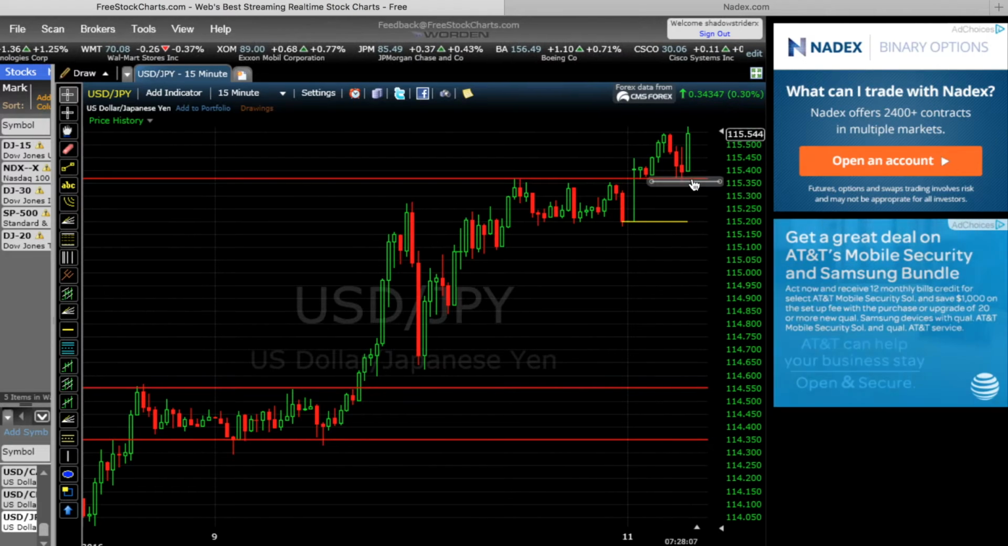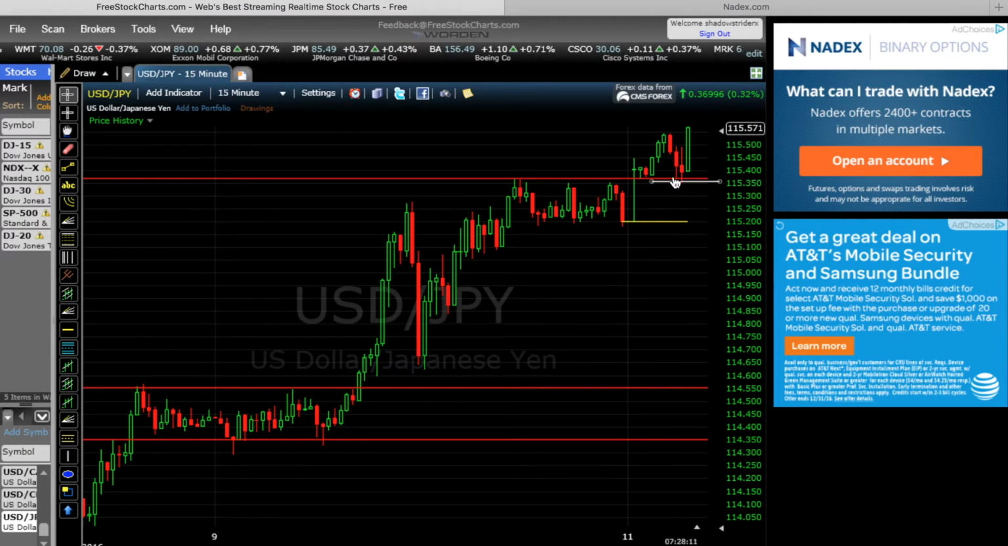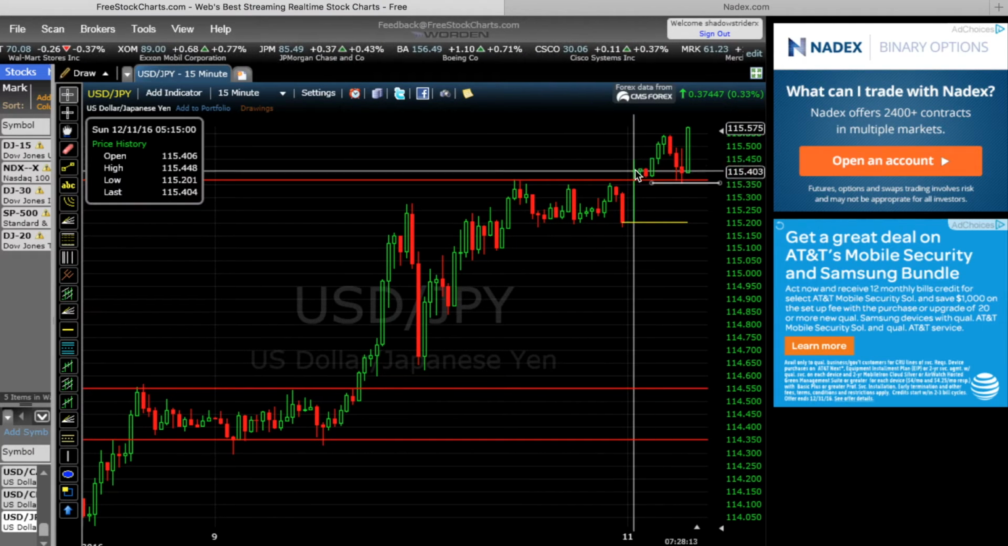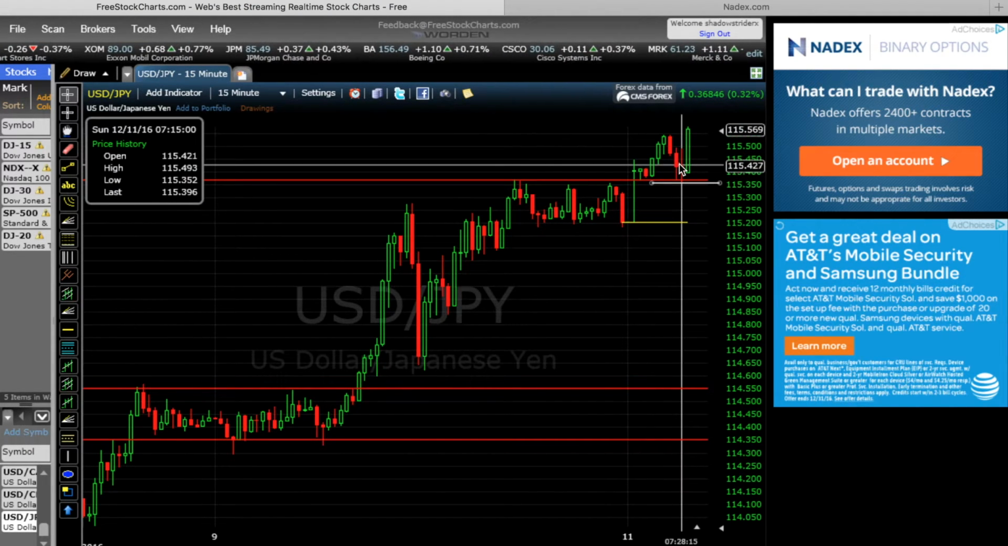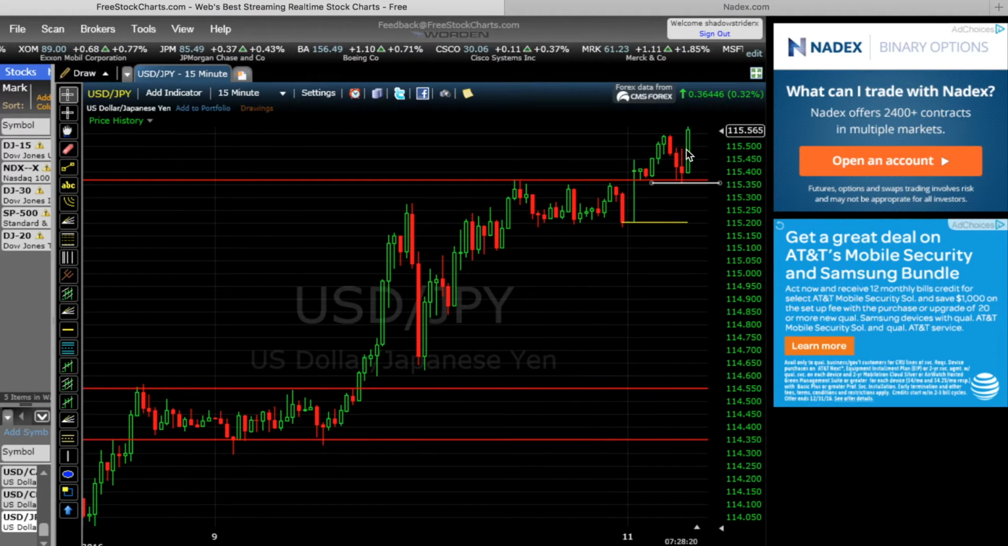There's a pullback, and then I noticed there were 2 long wicks on these 2 candles here, signifying that the market pushed down to the resistance zone, got bounced off, and then on a second occasion it pushed down, got bounced off, and then I saw a bullish engulfing candle step in, so I went ahead and placed this gray line right here. This represents the strike price.